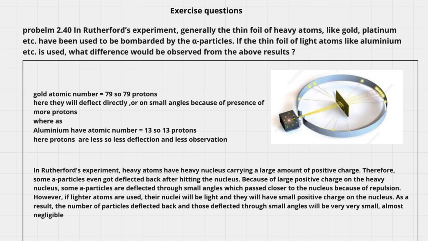However, if lighter atoms are used, their nuclei will be light and they will have small positive charge on the nucleus. As a result, the number of particles deflected back and those deflected through small angles will be very, very small, almost negligible.